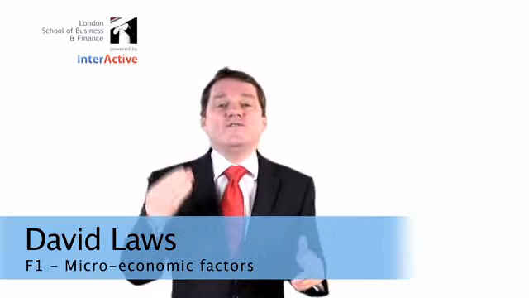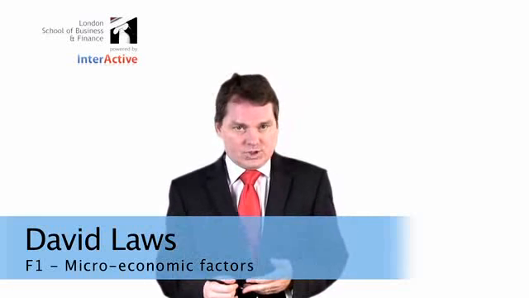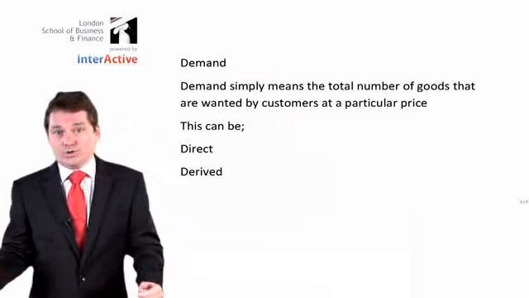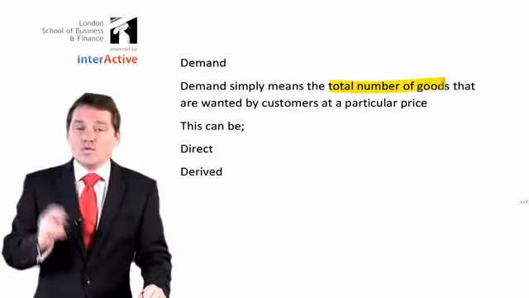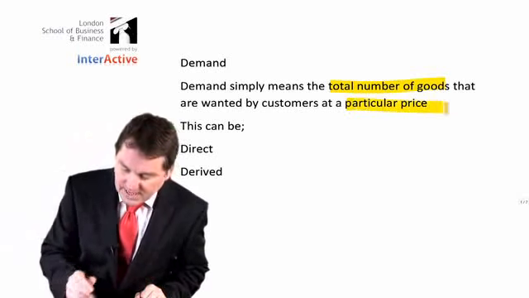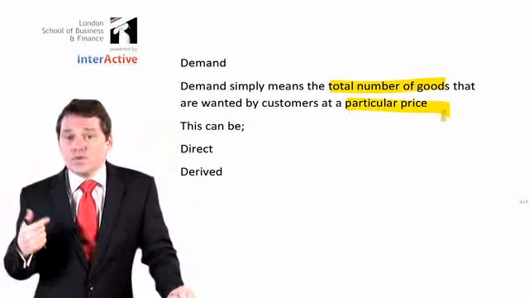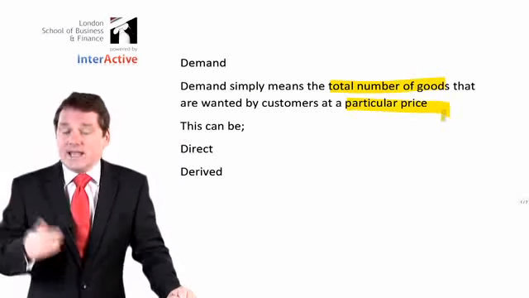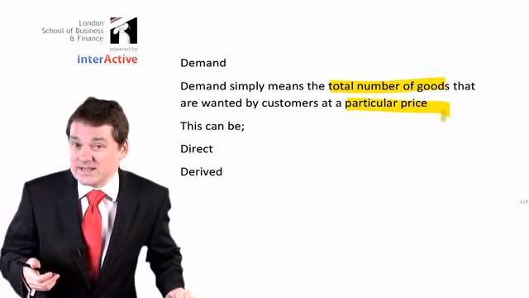In this section, we're going to look at some of the things that affect the price of a particular product or a particular service. So the first thing that we'll look at then is demand. Demand is the total number of goods that are wanted by customers at a particular price. Notice it is not the number of goods that are wanted by customers. It's the number of goods that are wanted by customers at a particular price.